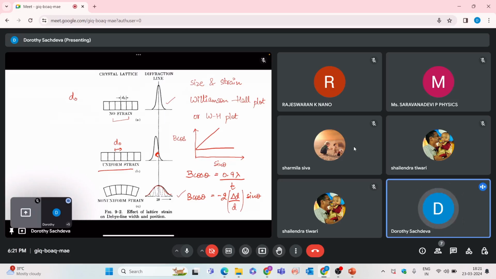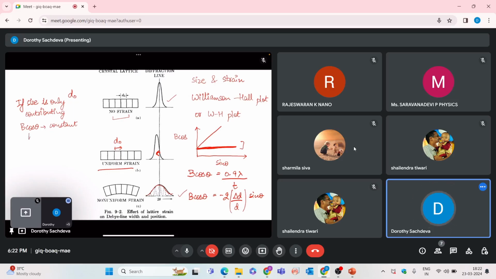So if I just write it here, if size is only contributing, then your B cos theta will be a constant value. This one, which I am drawing over here in your WH plot, will be a horizontal line.